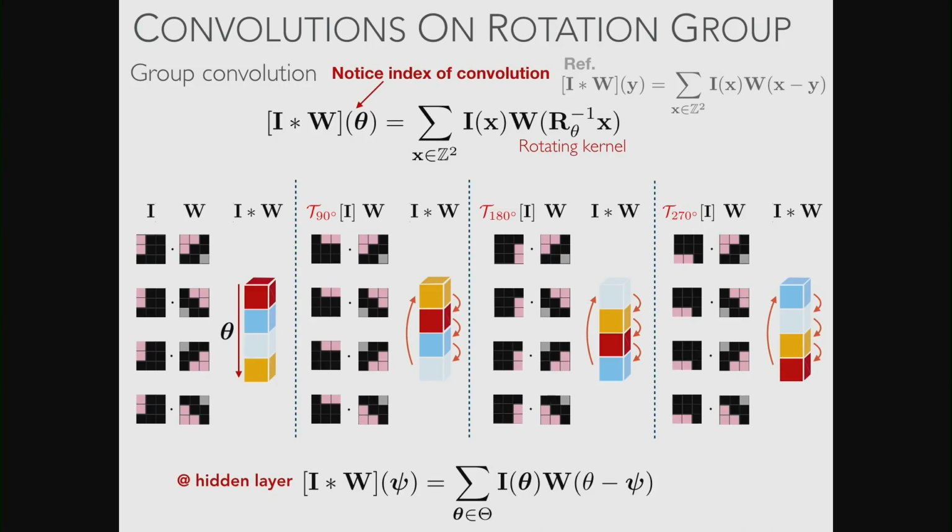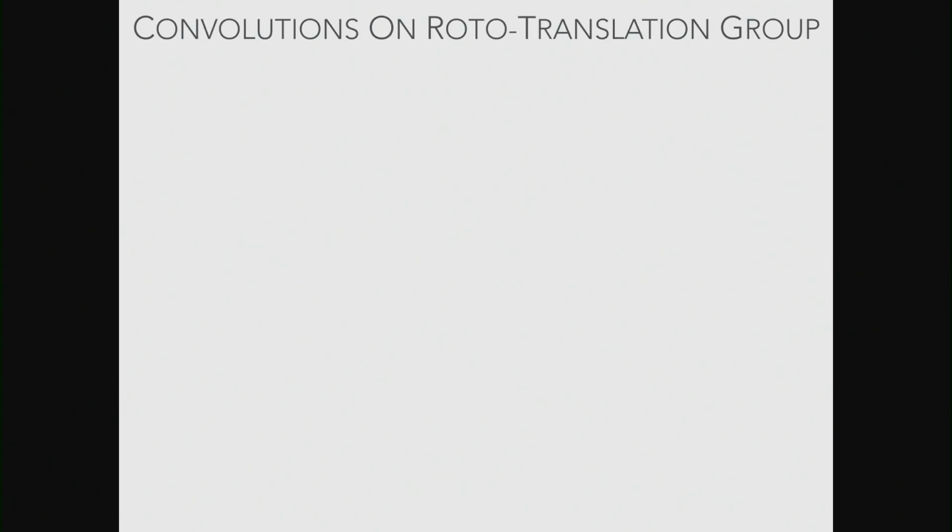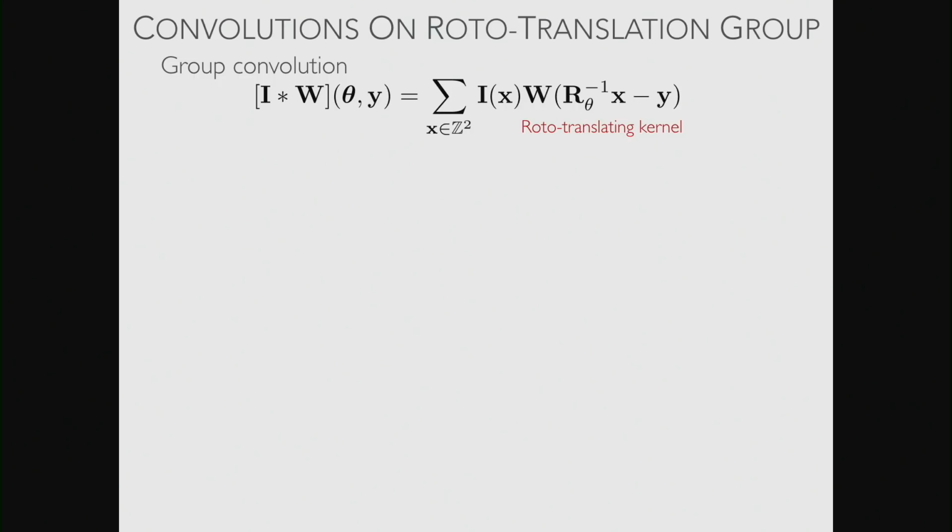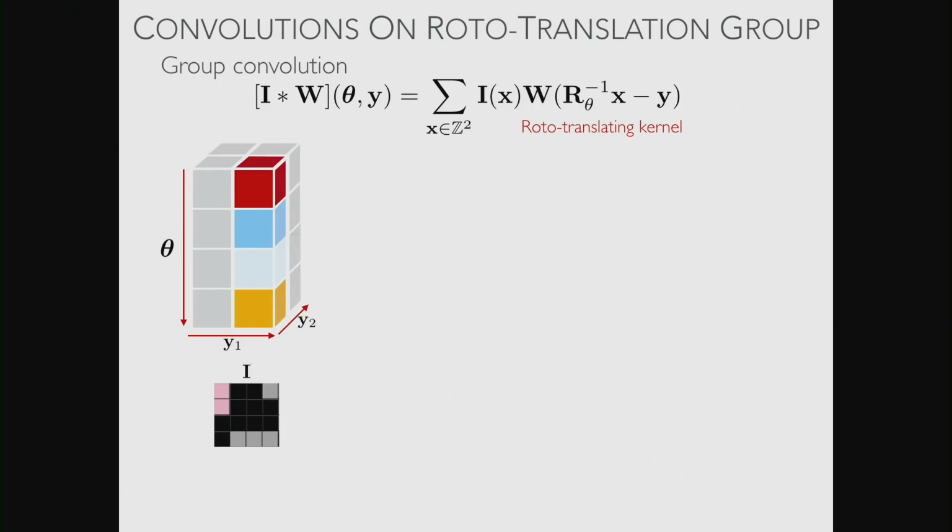Right. So now we can go on to ROTO-TRANSLATION. ROTO-TRANSLATION is basically translations and rotations in one unified group. So the ROTO-TRANSLATION convolution looks a bit like this. And now, I lied a bit. You guys have to really think for this one. This is my image. I haven't drawn all the different possibilities of rotating and translating my input kernel.